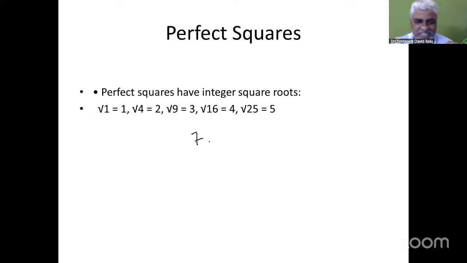How can you say that 7 is not a perfect square? Because there is no integer whose value is 7. You are on the right track. Because there is no integer whose square is 7, sir. That's why 7 is not a perfect square. Very good. Excellent.